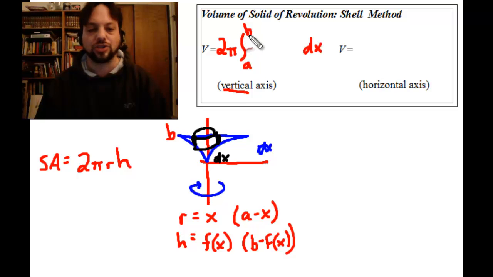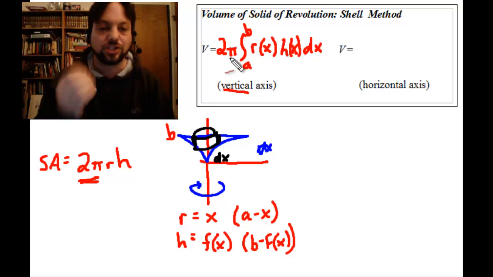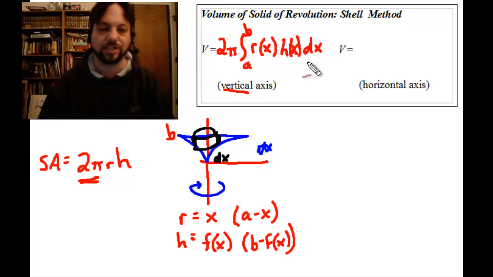And once you know that, just get everything in terms of x or y accordingly. If we do that, the 2 pi, since we said it's a constant, can go outside, and all we're left with inside is the radius, which may be a function of x, and the height, which also may be a function of x. So that's kind of squished together there, but essentially all it says is 2 pi r h. And there's the width of each shell.